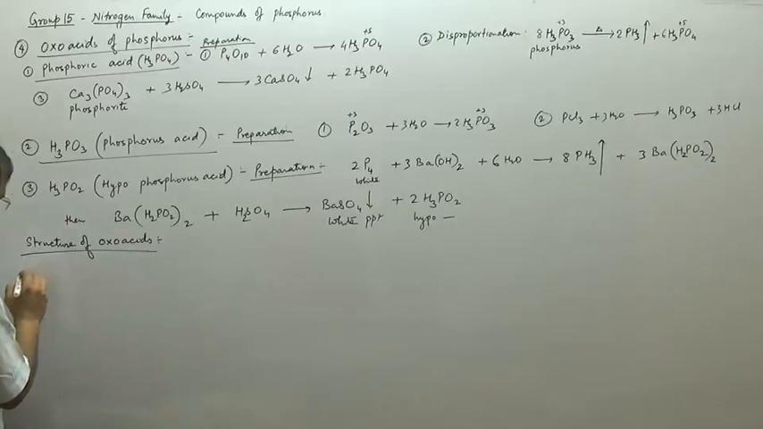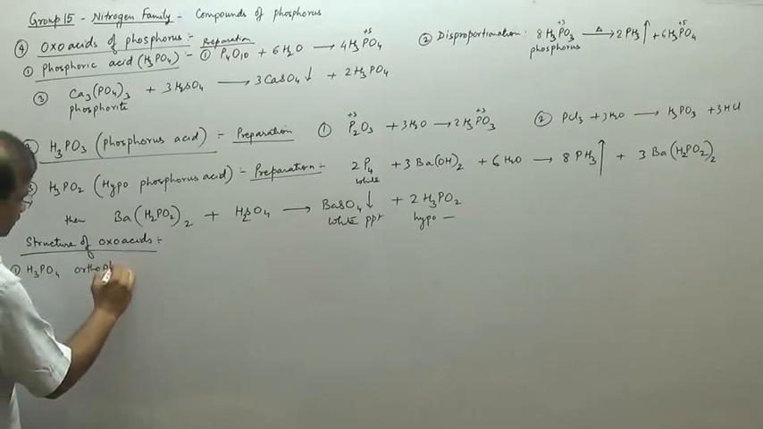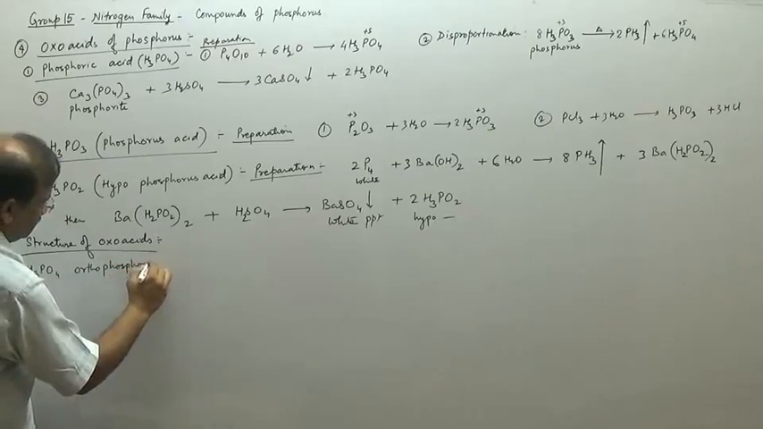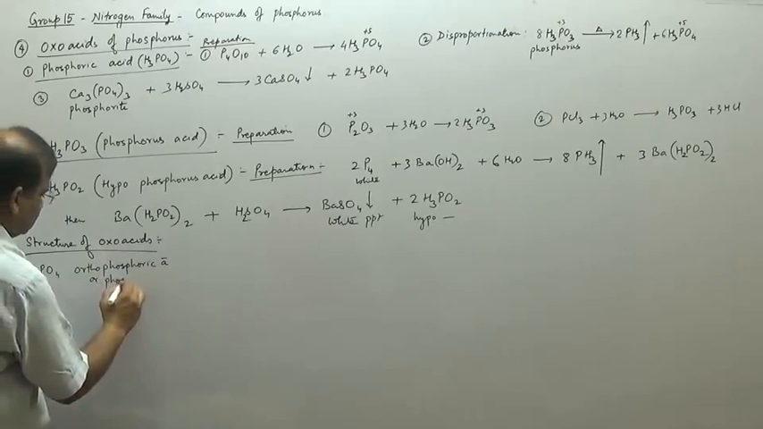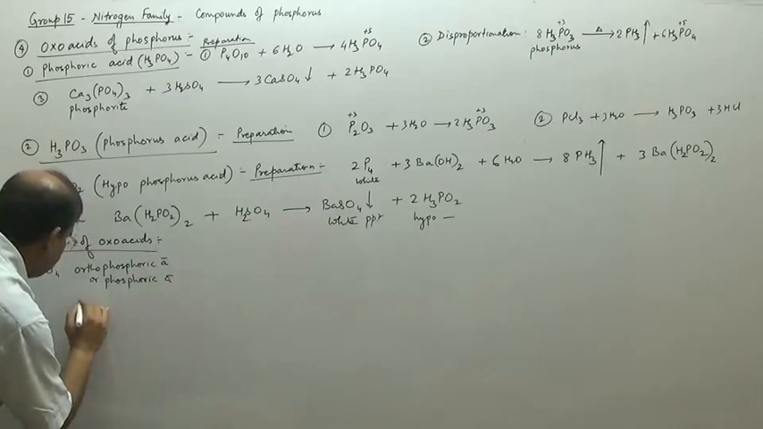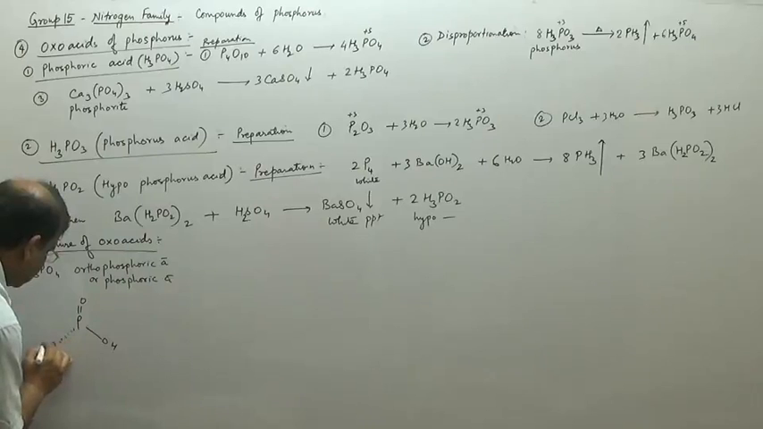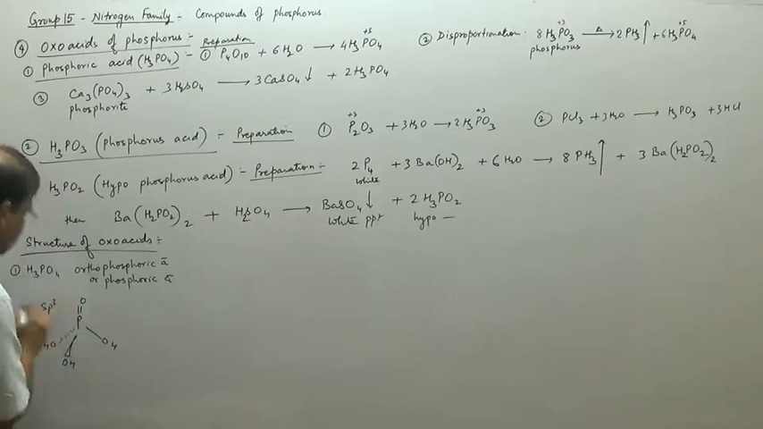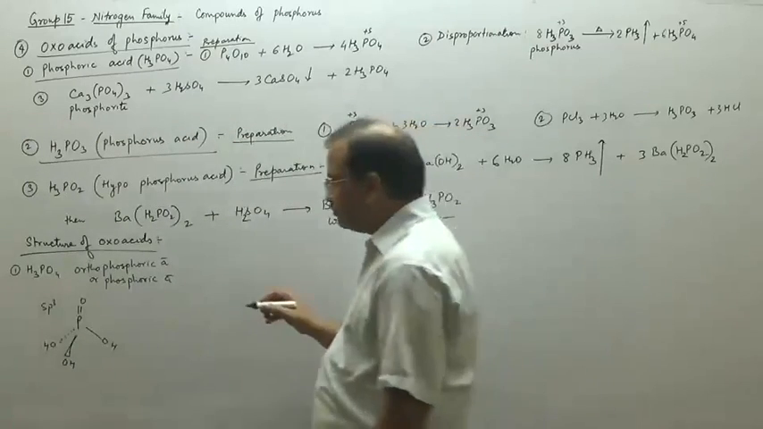Now I am going to write H3PO4, orthophosphoric acid, or simply phosphoric acid. The structure will be like this: P double bond O, and we get OH groups like this. It is sp3 hybridized. So this is the structure of phosphoric acid.